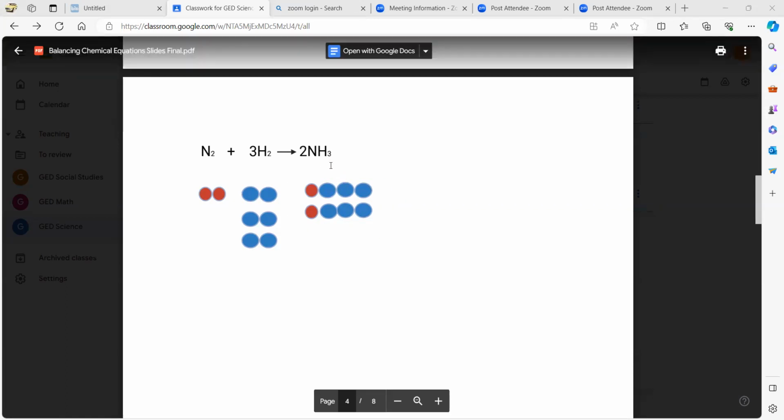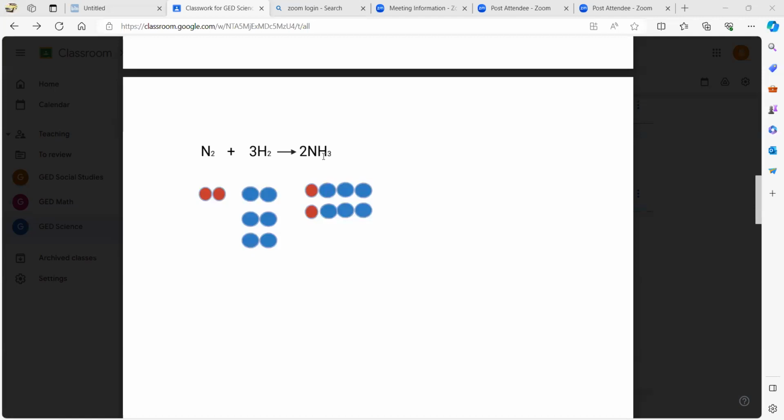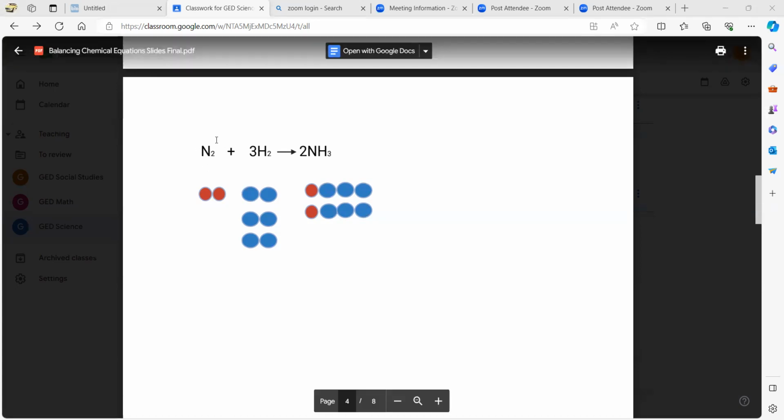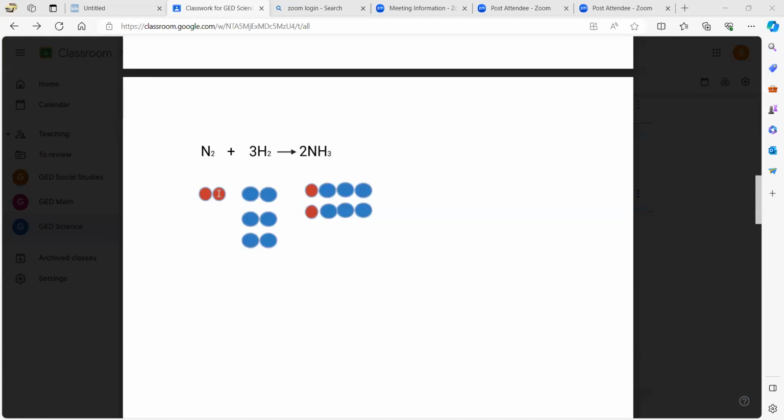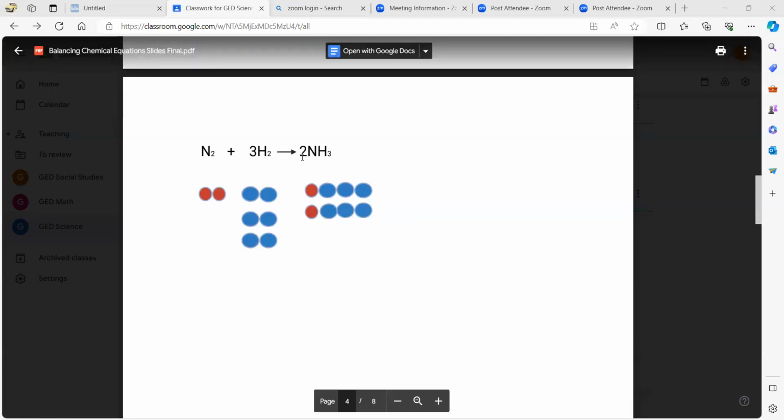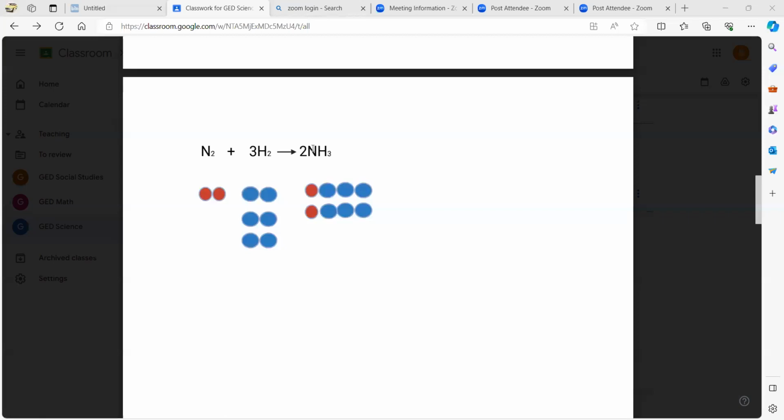I have 3 hydrogen atoms in this molecule. The only thing I can do is add molecules. 2 times 3 equals 6. So 1, 2, 3, 4, 5, 6. And I already had 2 nitrogens here, 1, 2. This 2 here tells me I have 2 times 1 nitrogen here, which equals 2. So again, because there's no number after my nitrogen, that's understood to be 1. 2 times 1 is 2.